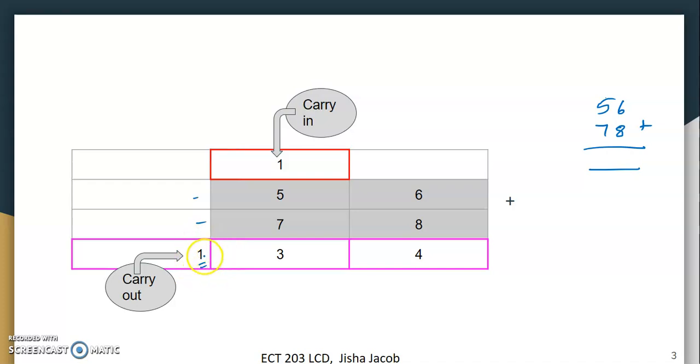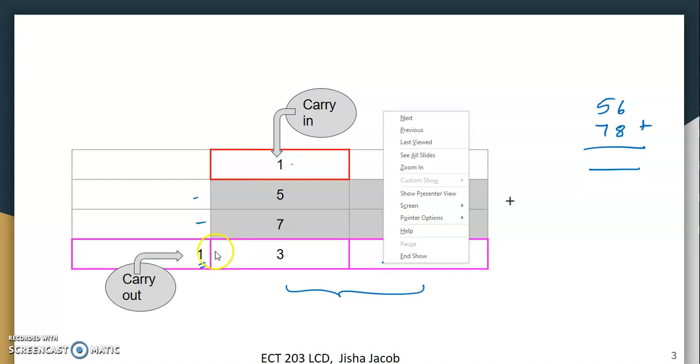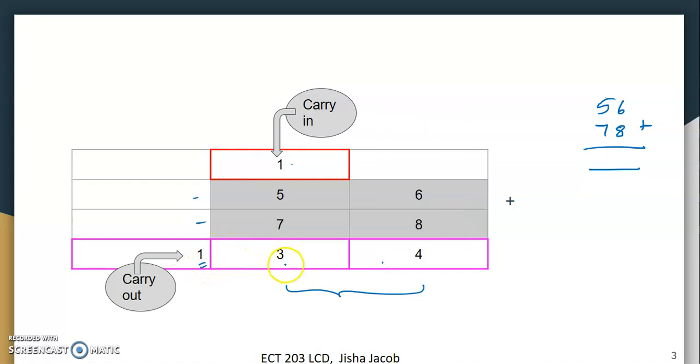What do I call this 1 here? The digit that came in excess of the two places that we already had, that is called a carry out. That is a carry to the next stage. It is the carry out. Okay. So I can also say that 1 is actually the carry out of the first stage, and this 1 is the carry out of the second stage. I hope you got that.